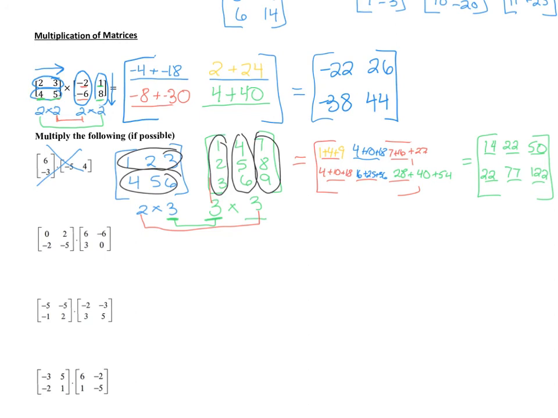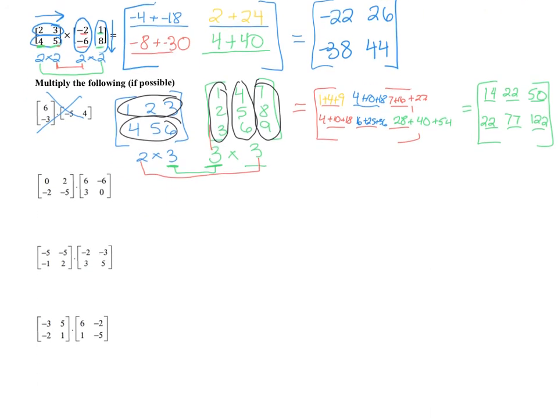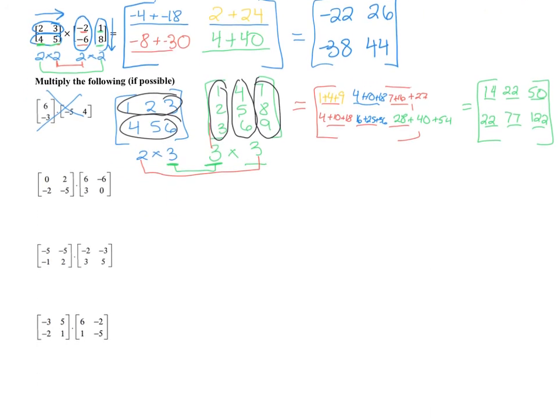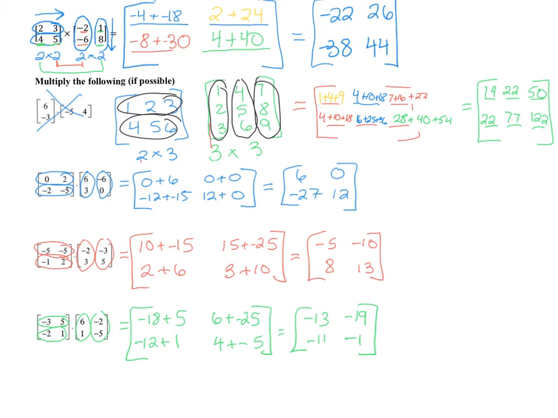Now, I want you to give the 3 matrices down here a try. When you think you have your answer, replay the video to check your work. Remember, you're multiplying the rows of the first matrix by the columns of the second matrix. All right, now check your answers. Remember, multiplying matrices can be tough. It just takes lots of practice.